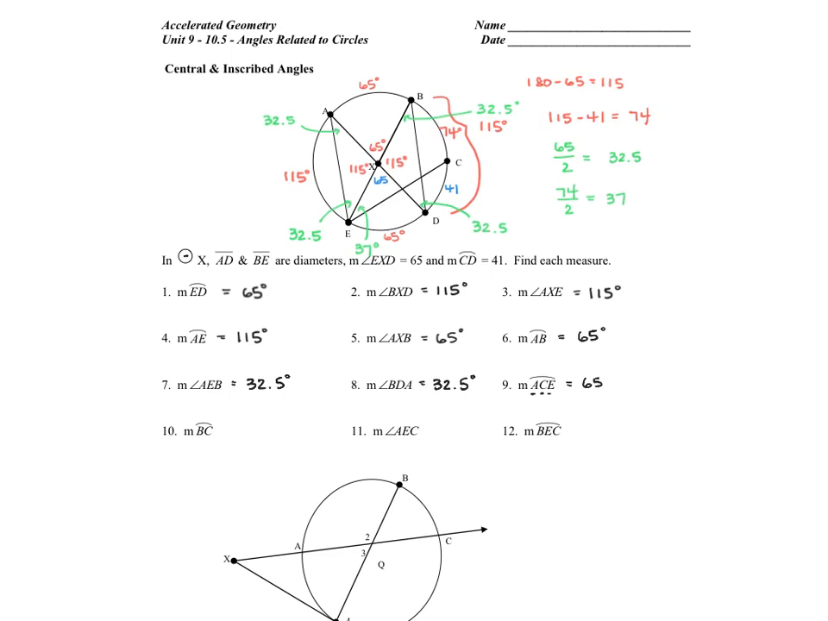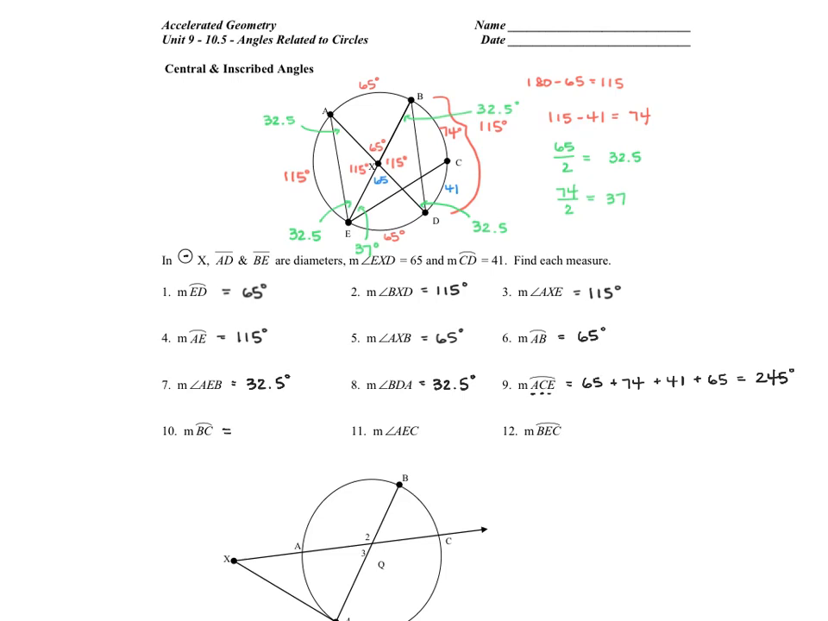So starting at A, I have 65. I keep going, I add 74. I keep going, I add 41. I keep going, I add 65. And then I stop at E and add those together. When I add all of those together, the measure of arc ACE is 245 degrees.